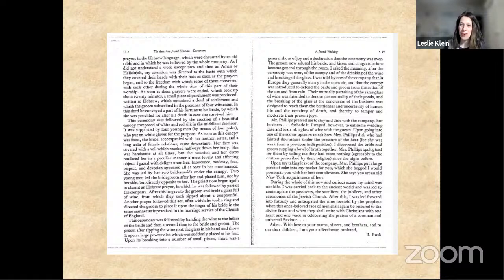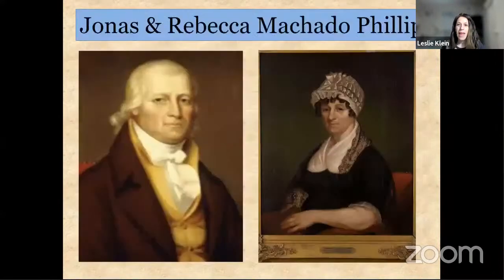I want to talk about the parents. So this is the example of the Jewish wedding of the time, the Jewish couple, and the parents, Jonas and Rebecca Machado Phillips. So Rebecca Machado Phillips was a Sephardic woman. She was the daughter of conversos from Lisbon, Portugal. They had been conversos for many generations, but the pressure from the Inquisition got really hot, especially because they were very, very wealthy and therefore were very much hated and resented.